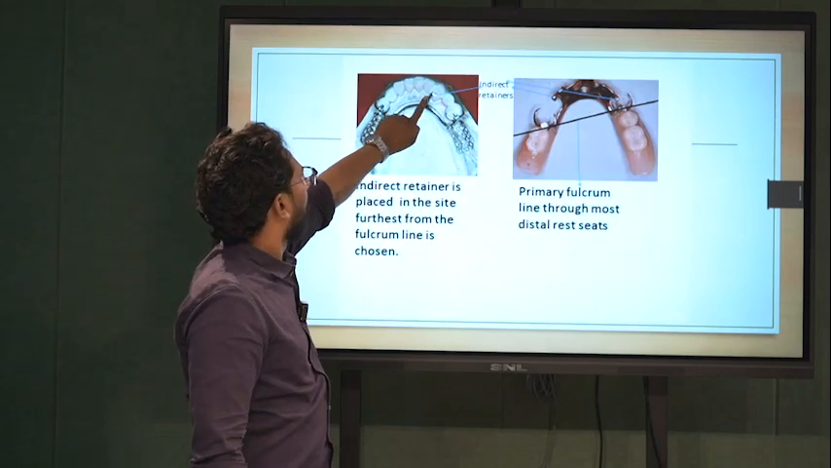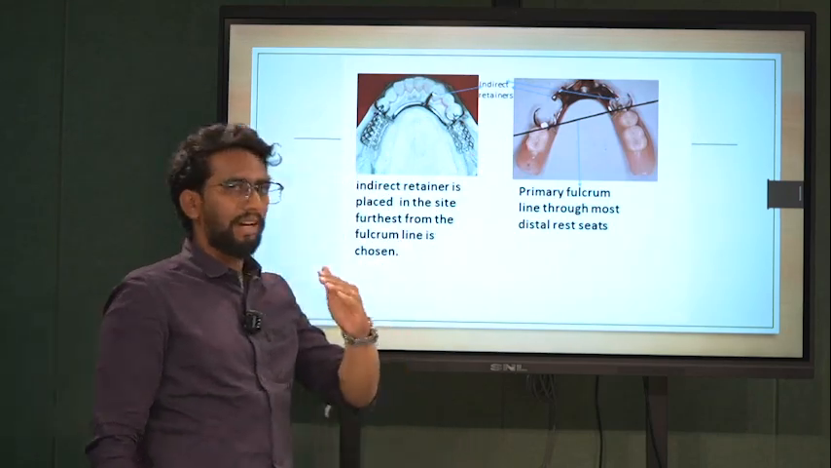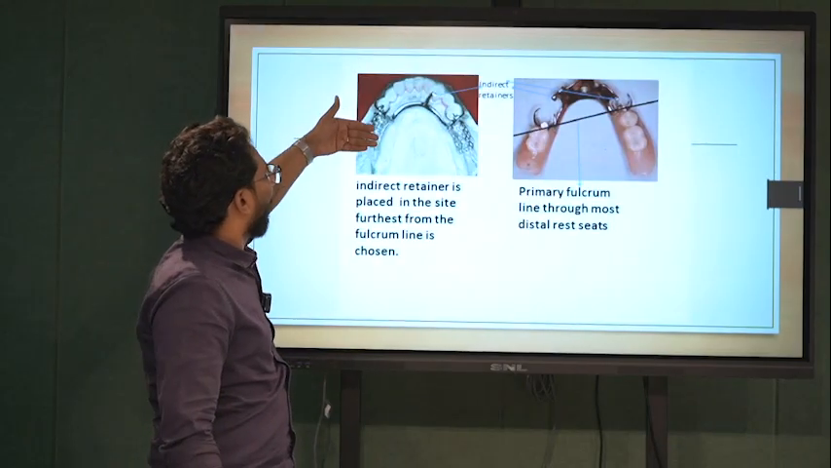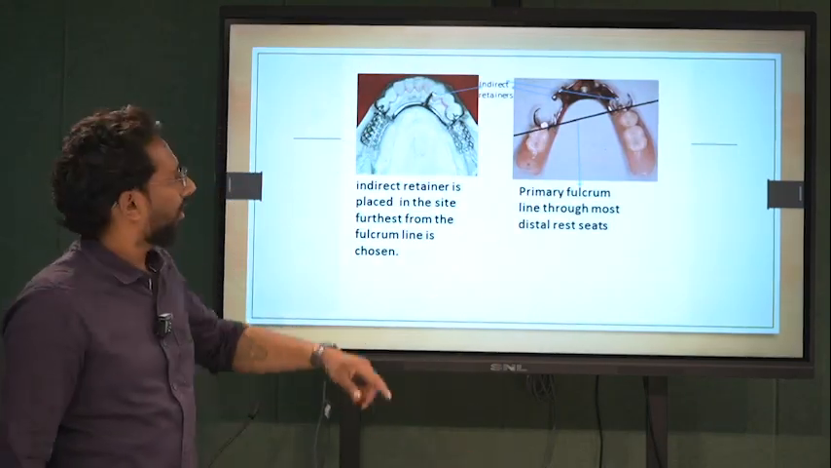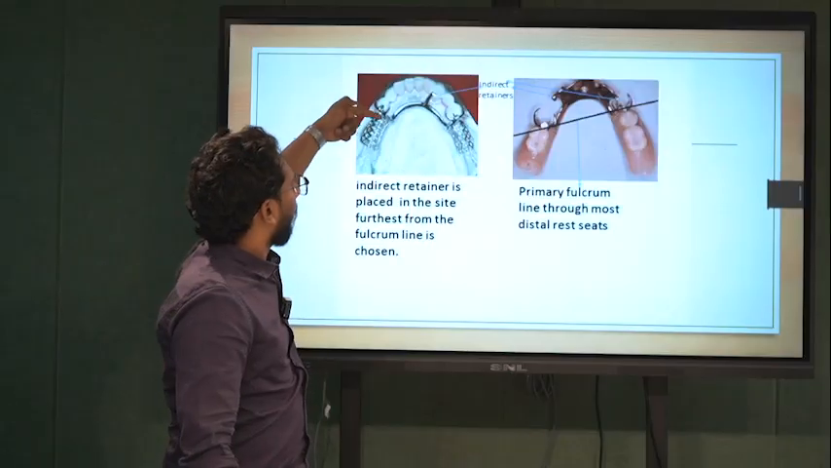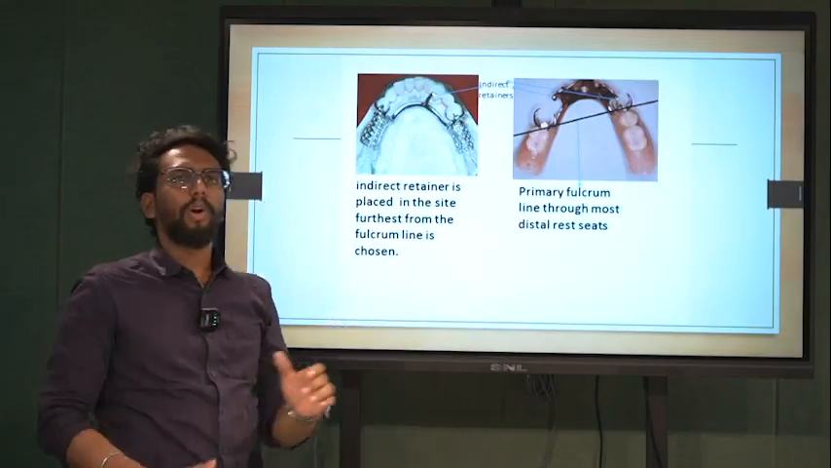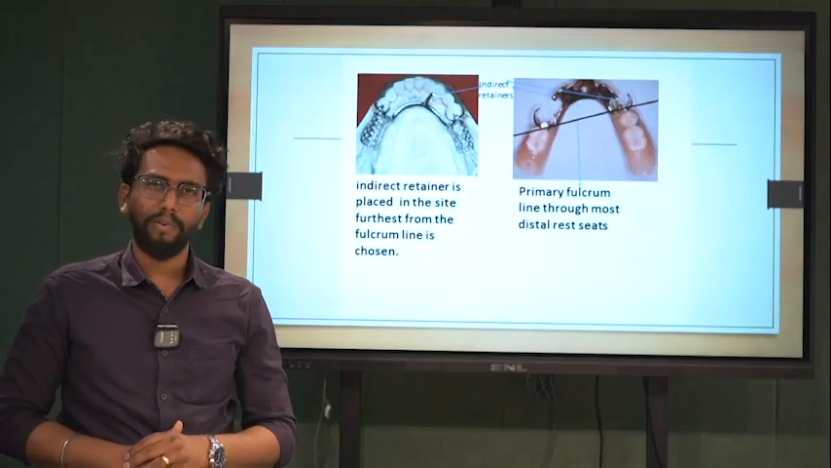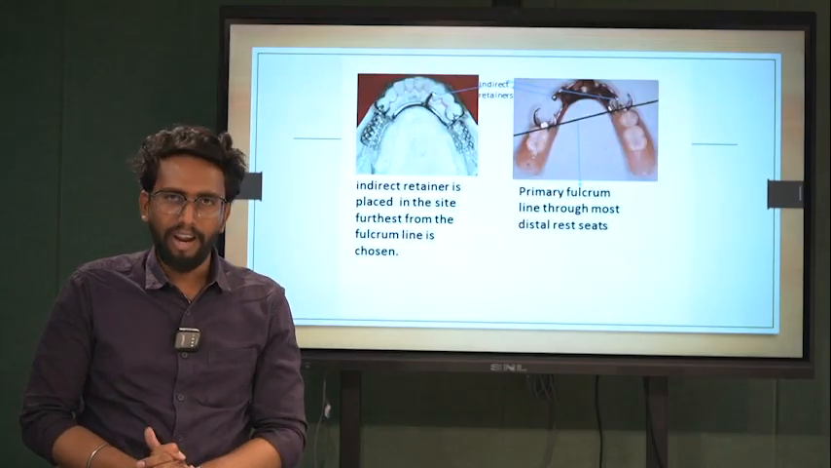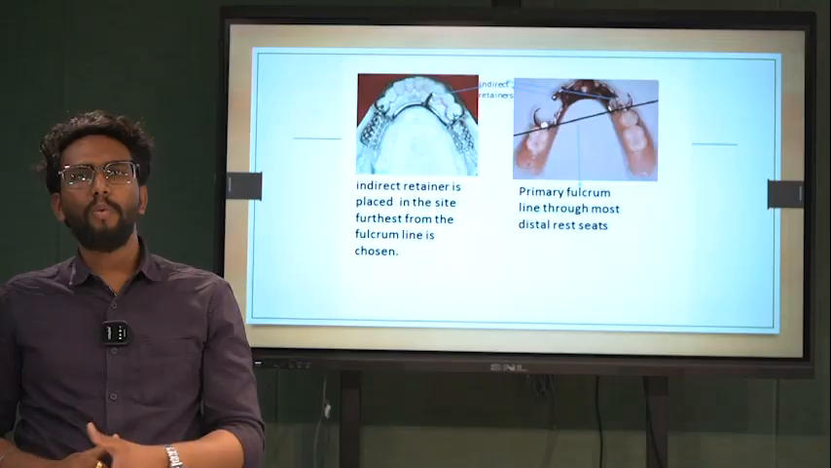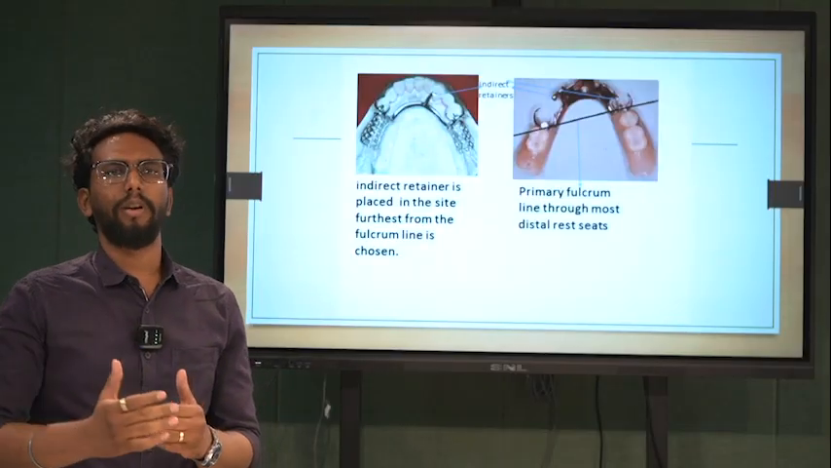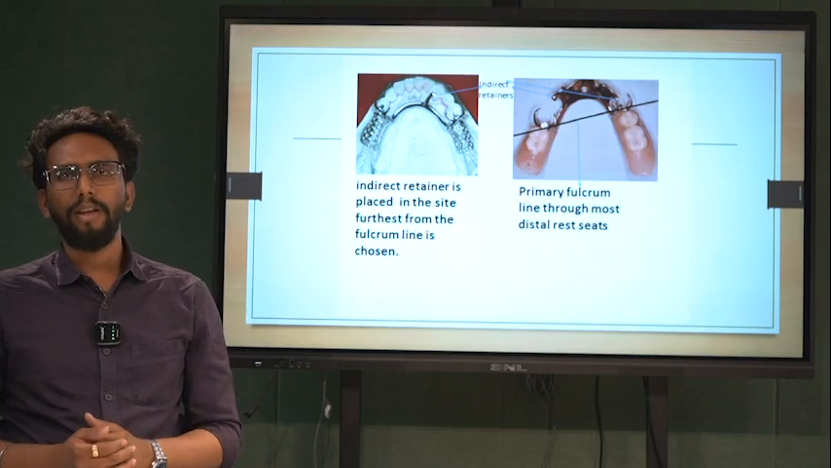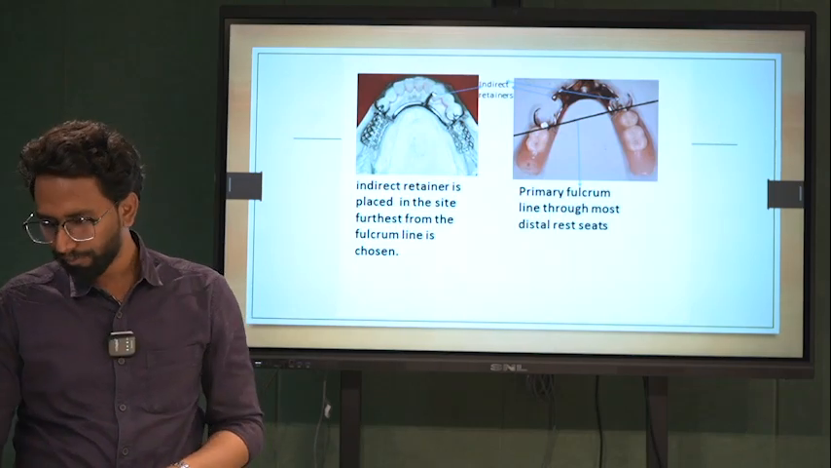So here are the indirect retainers, which are away from the fulcrum line, or on the opposite side of the edentulous area. When this fulcrum line is created, rotatory movement will happen around it, and the indirect retainer will prevent this rotatory movement, and by preventing this rotary movement it improves the retention of the prosthesis. So that's why it is known as the indirect retainer.